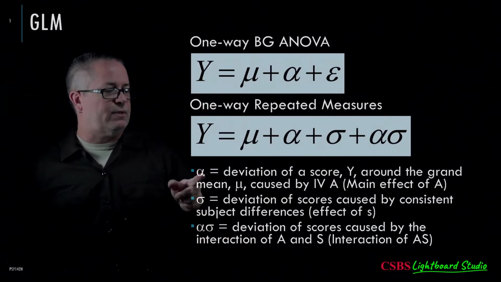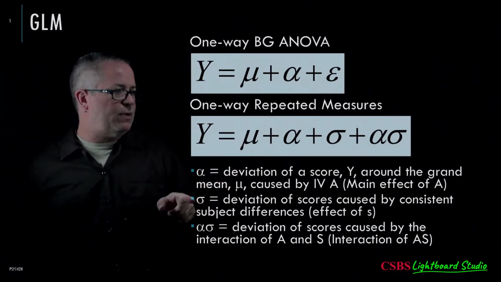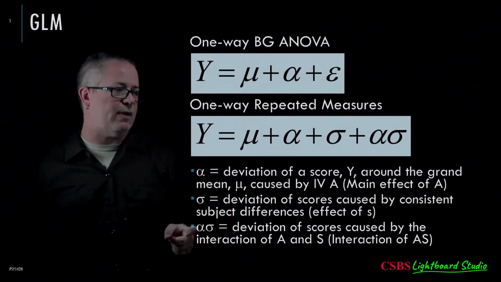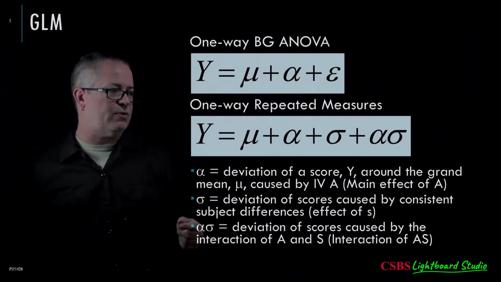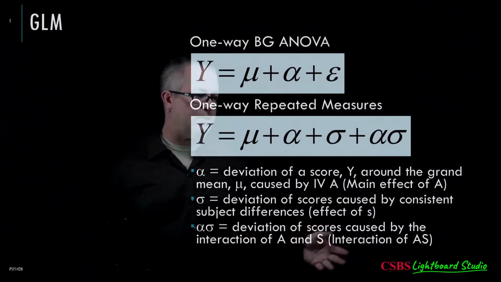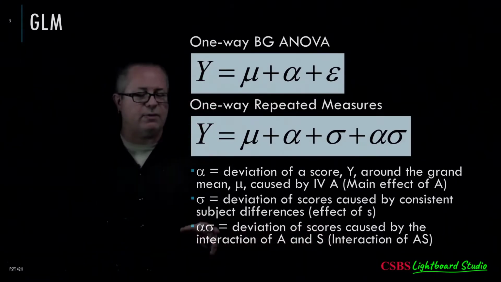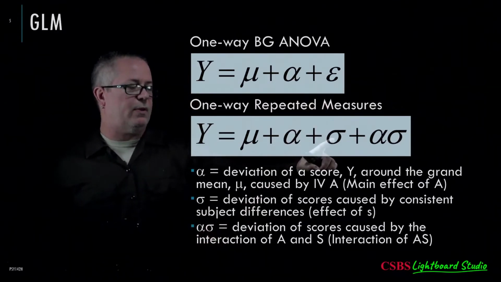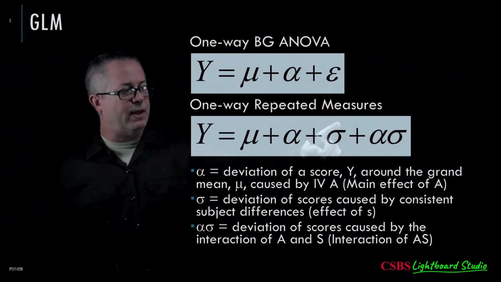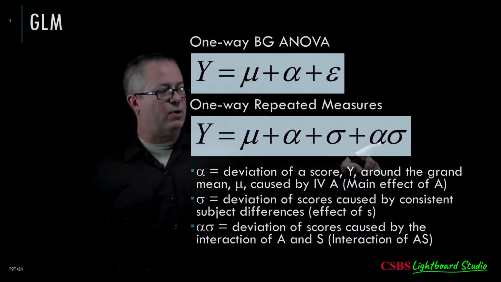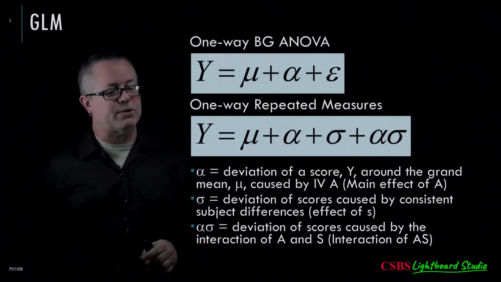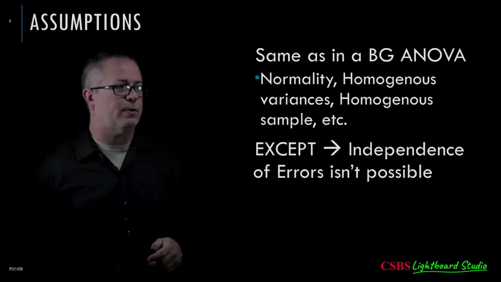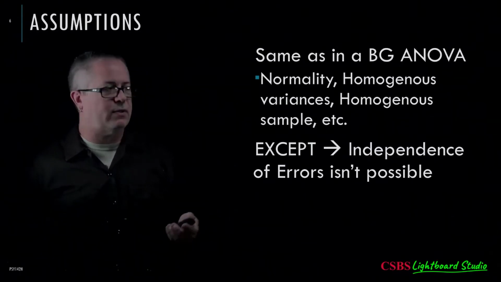So down here, alpha is deviation of scores. All this stuff is the same. Sigma, deviation of scores caused by consistent subject differences, the effect of S. And then we have this interaction of alpha and sigma, the deviation of scores caused by the interaction of A and S, the IV and subjects. That's going to be our new error term. So if subjects respond consistently, we're able to remove that out into subjects and use this new error term. This is why this repeated measures version is more powerful, because we're actually able to make this smaller by removing this out.